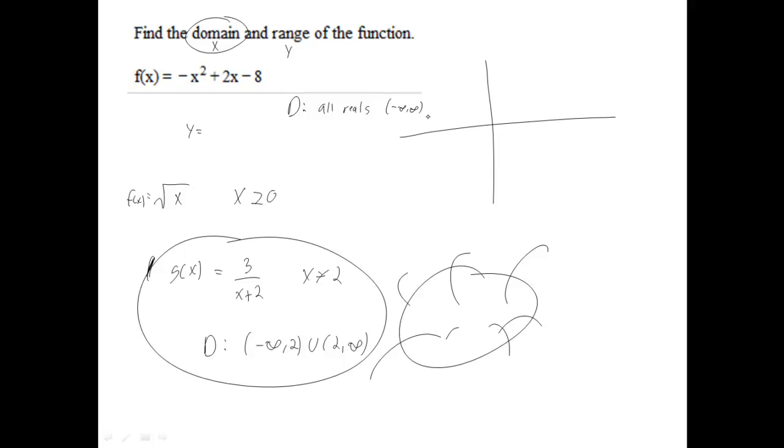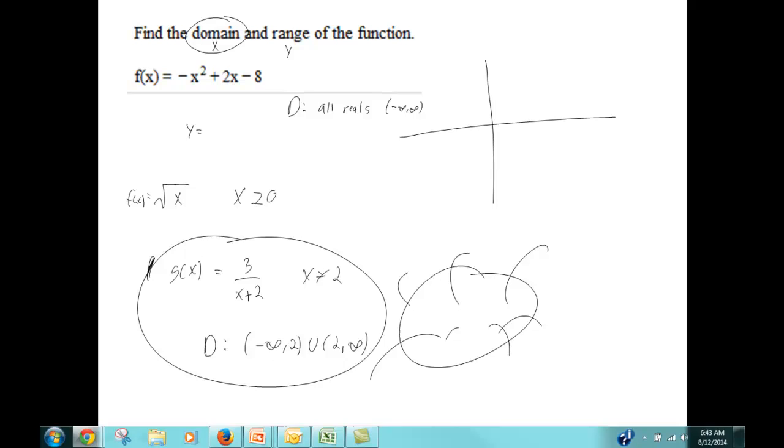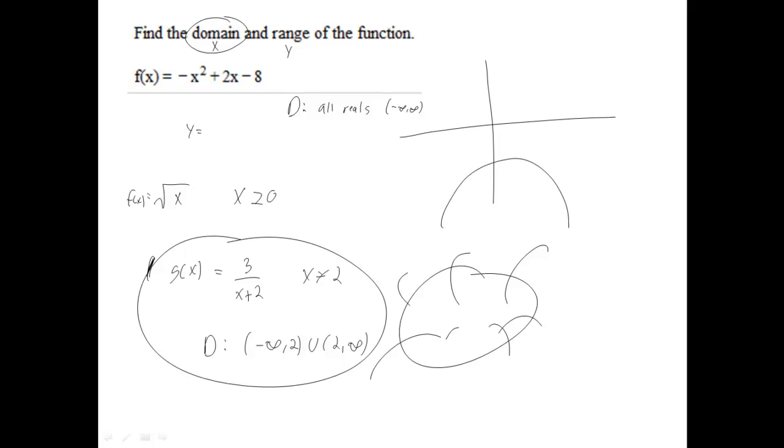Our range, that might be a little harder for you, but to give you an idea, if you did graph this, you would see it looks like an upside down parabola. So right, it's negative x squared. So it's going to look something like this. I promise you it'll look something like that. And what you'll notice is that it'll have a maximum right here at negative 8. And then it won't hit any range values above that because it's pointing down. So your range is going to be as low as negative infinity, because it just keeps going down forever, and it goes all the way up to negative 8. So that's what your domain and range there are.